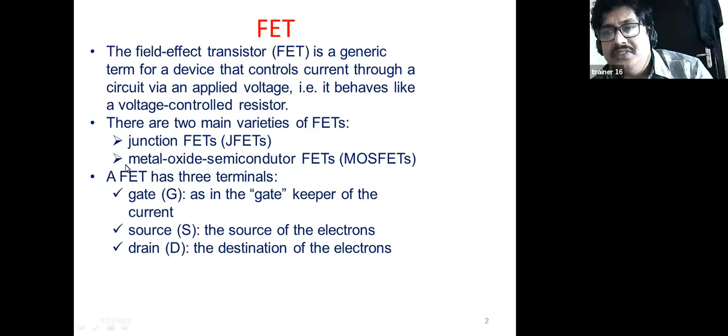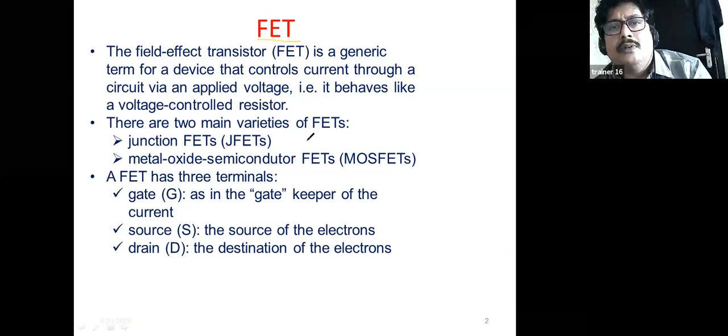MOSFET is also nothing but a field effect transistor. FET means field effect transistor. It is a device that controls the current through a circuit by applying a voltage, that is a variable voltage. It behaves like a voltage controlled resistor.